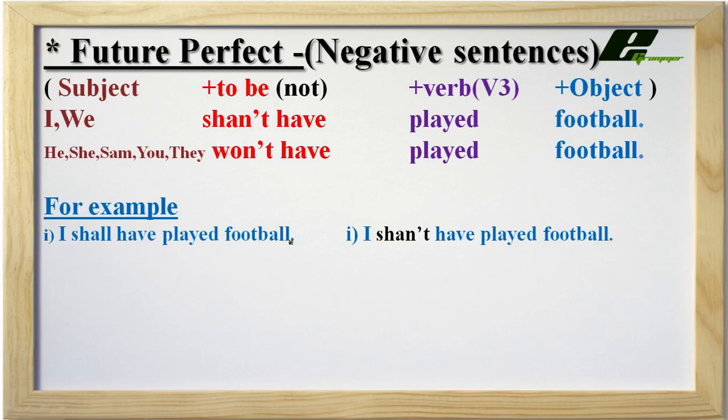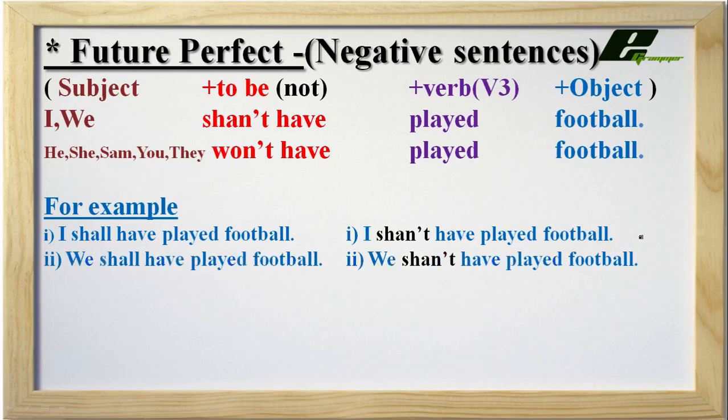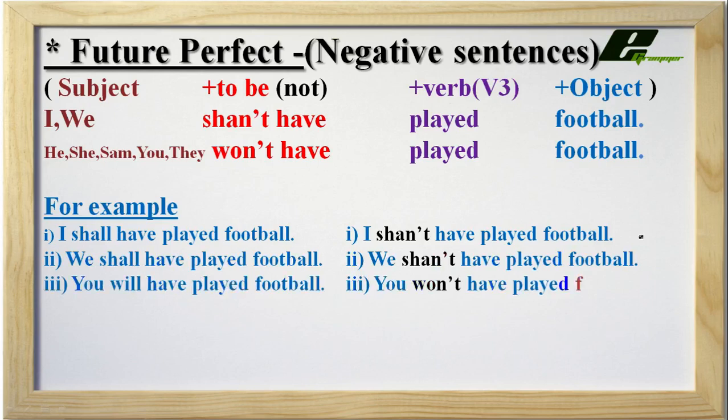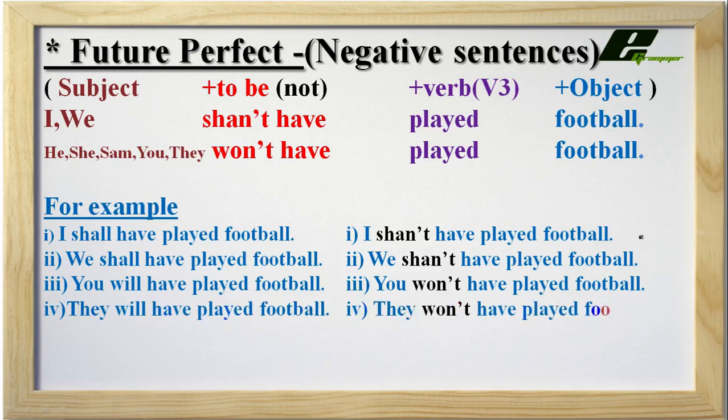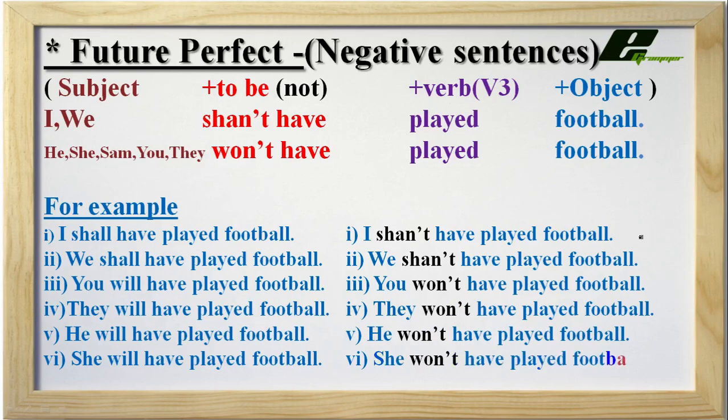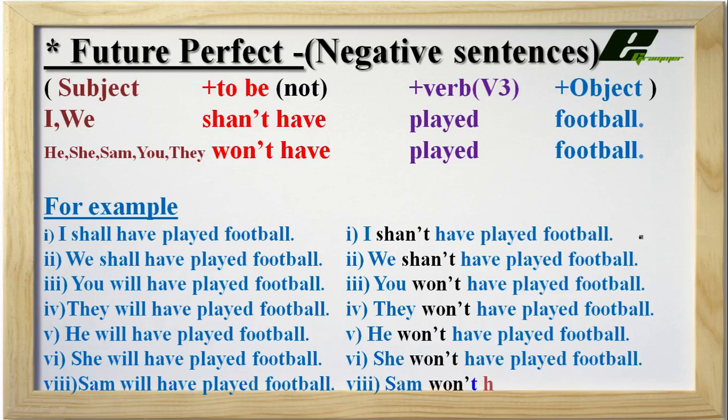So, I shall have played football. I shan't have played football. See another example. We shall have played football. We shan't have played football. You will have played football. You won't have played football. They will have played football. They won't have played football. He will have played football. He won't have played football. She will have played football. She won't have played football. Sam will have played football. Sam won't have played football.